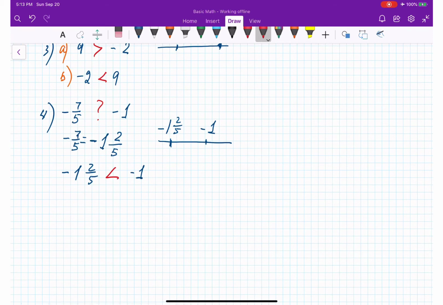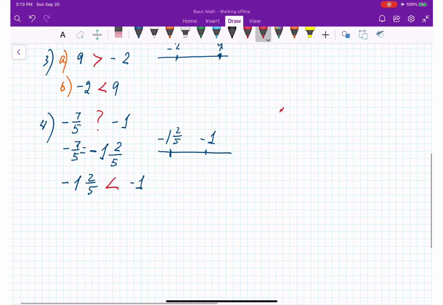Number 5. Negative 5 over 7 and negative 2 over 5. Okay, to do that, we need to bring them to the same denominator first, because when denominators are different, we cannot compare. Here denominator 7 and denominator 5. So 7 and 5, what will it be? It's going to be 35, right? Denominator.